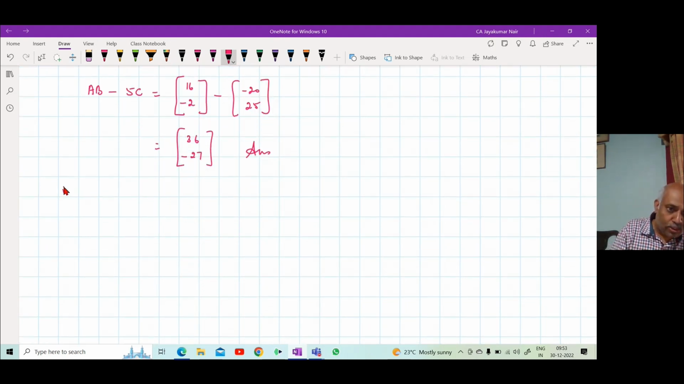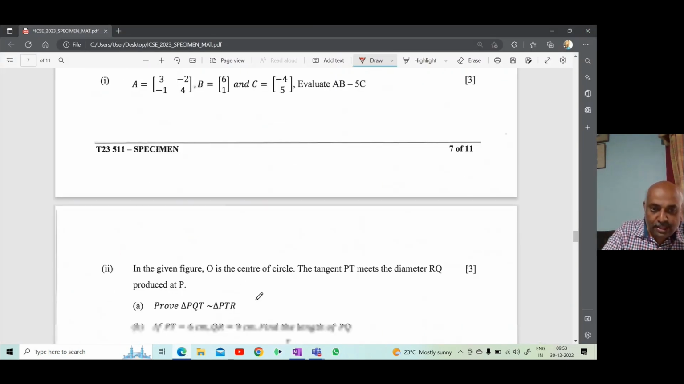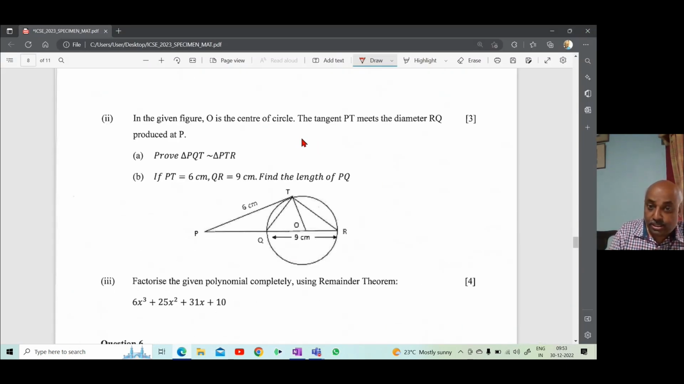Moving on to the next one, question 2. In the given figure, O is the center of the circle. The tangent PT meets the diameter RQ produced at P. Now prove that these two triangles, triangle PQT and triangle PTR, are similar. You have to prove. Now, how do I prove?